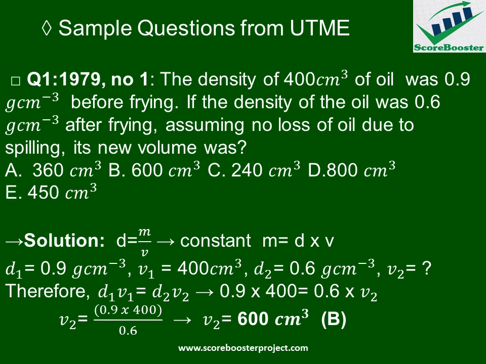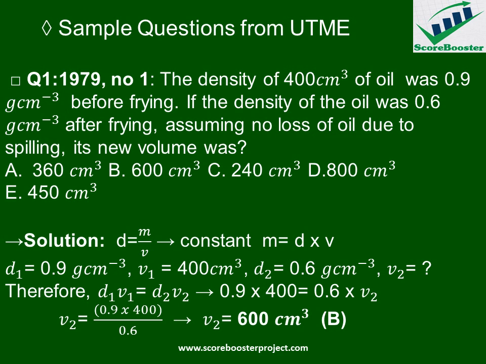So before frying, let's represent the density of the oil by D1, which is, according to the question, 0.9 gram per cm cube. Then the volume also will be V1, which is 400 cm cube. Then after frying, let the density of the oil be D2, and that will be 0.6 gram per cm cube. Then the volume of the oil after frying will be V2, which is unknown, and of course that is what they ask us to find.